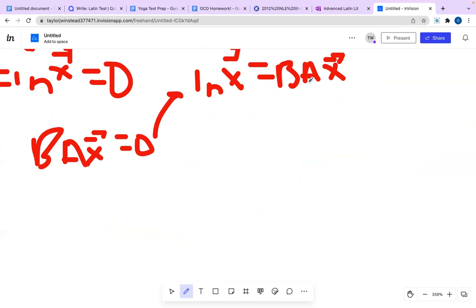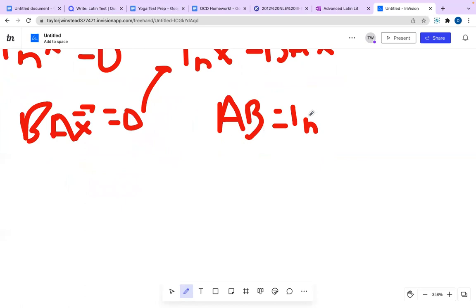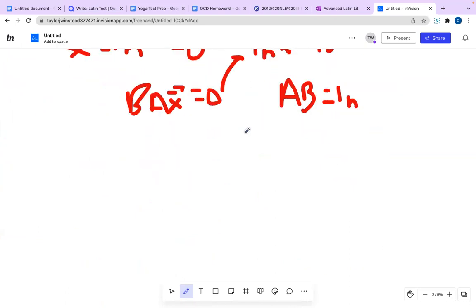And then finally, by this logic, we can also say that AB is also equal to identity matrix N, because if these things are both inverses of each other, they're going to cancel out whatever order they're in. We can say A times inverse A or inverse B times B, whichever way you do it, they're going to cancel out. So that's our more official proof for this basic idea.